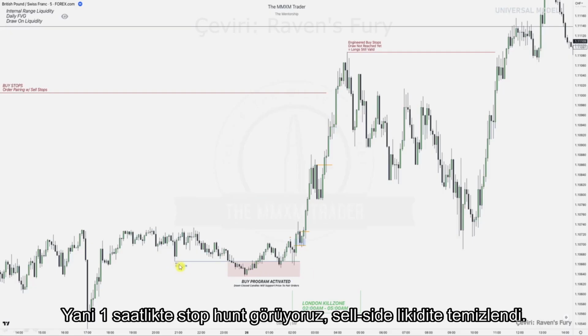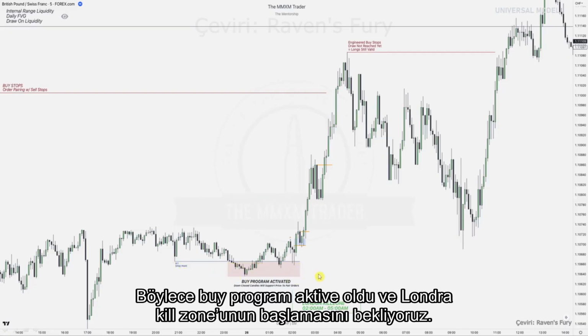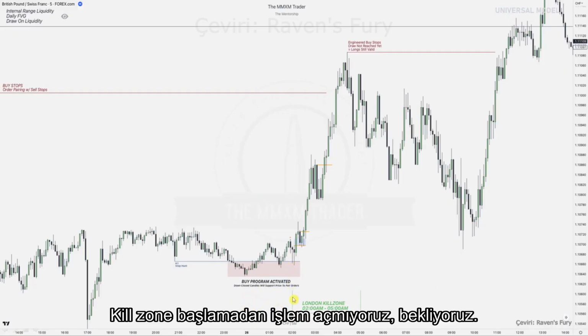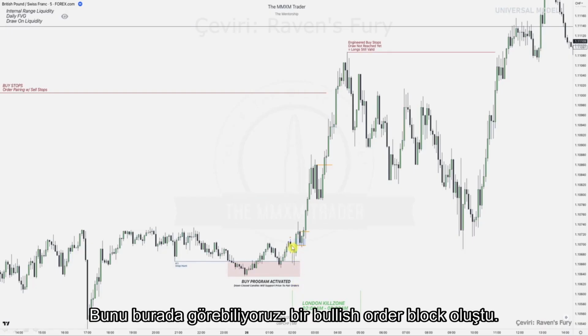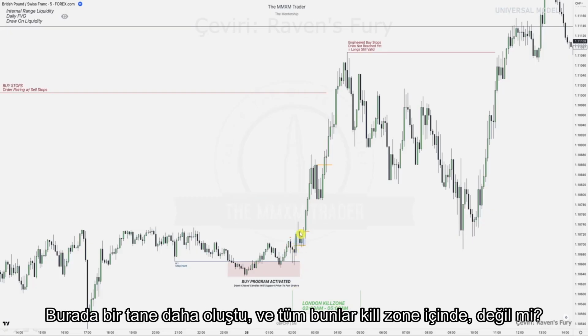So we have that 1 hour stop hunt, that liquidity purge of sell side liquidity. So buy program has been activated and we wait for London kill zone to start. Yeah, not before, we wait for our kill zone. So now all down close candles should support the price up higher, right? So we can see that over here, got a bullish order block, another one formed over here, and this is all inside the kill zone, right?